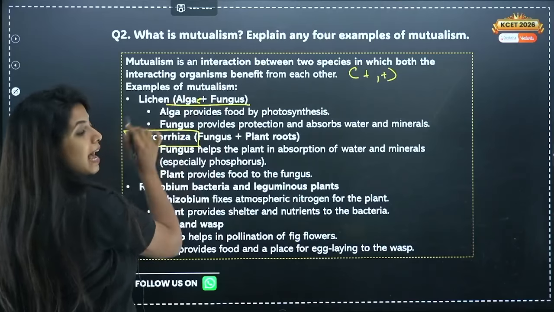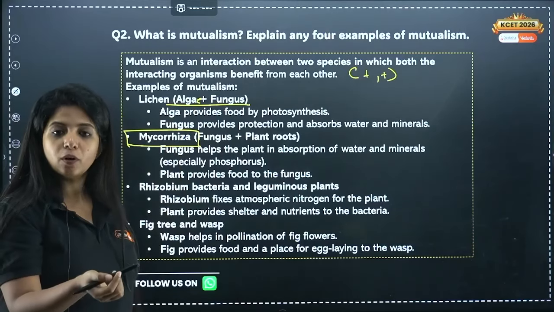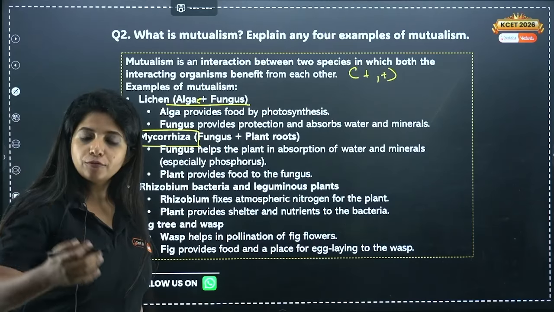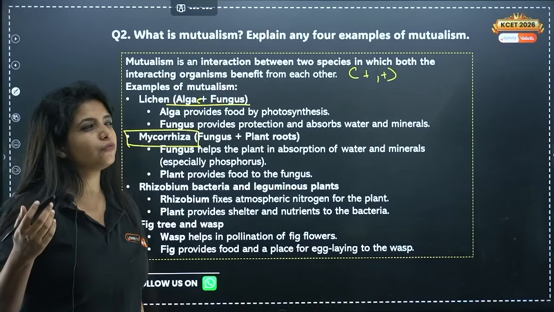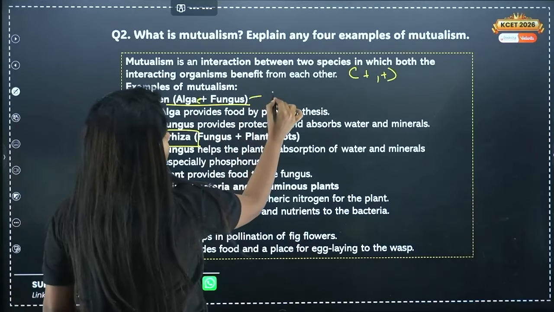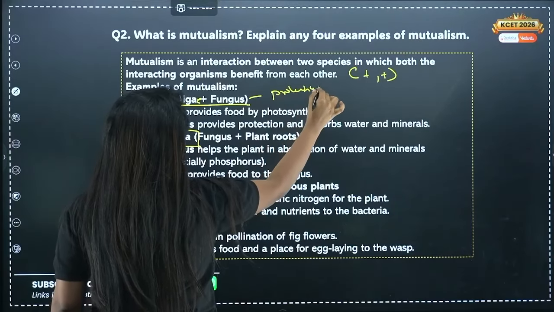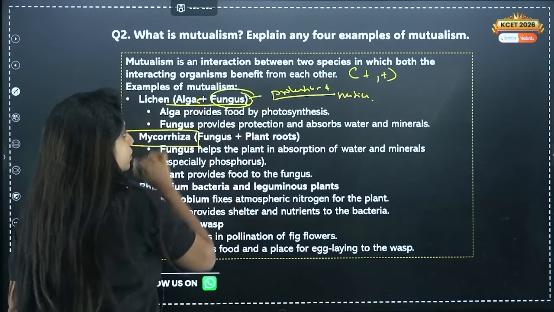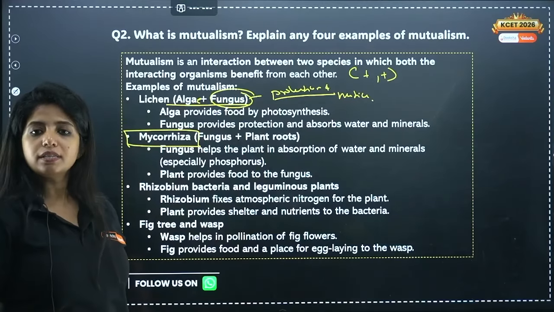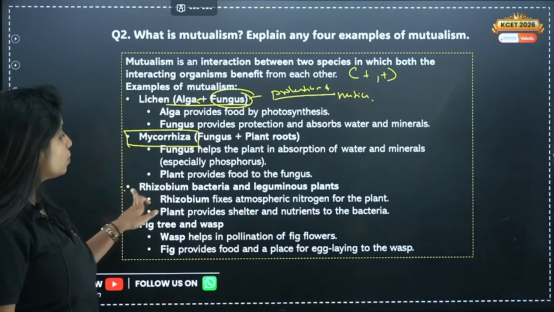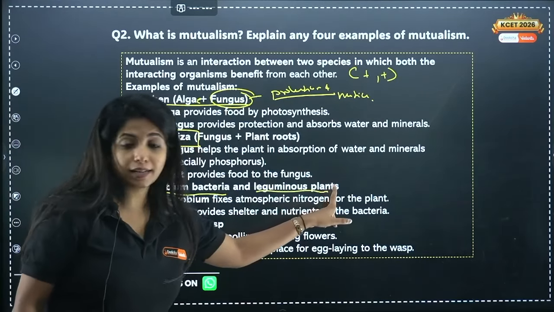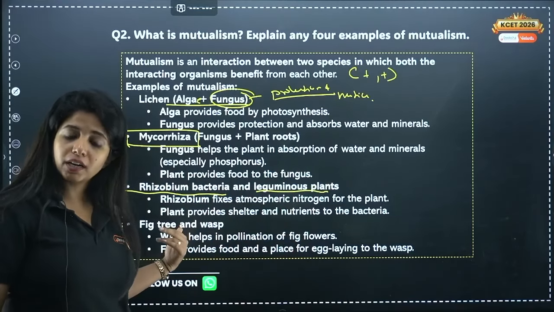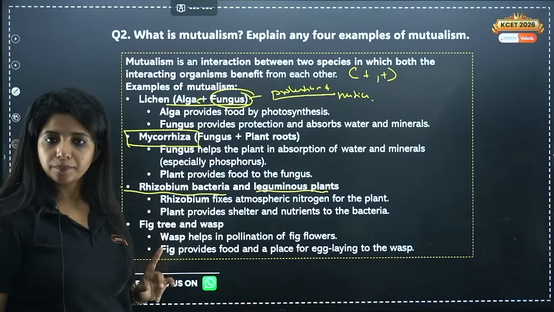So instead of plant, it is algae. Algae provides organic matter, and fungus provides protection, not food, and very important nutrients. So algae and a fungus combination is known as lichen. Apart from that, rhizobium bacteria and leguminous plants. The rhizobium bacteria fixes nitrogen and gives it. Plants give shelter and also nutrients back to the rhizobium.